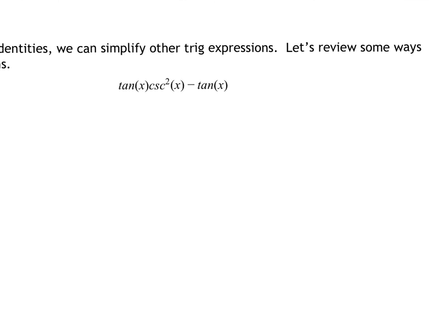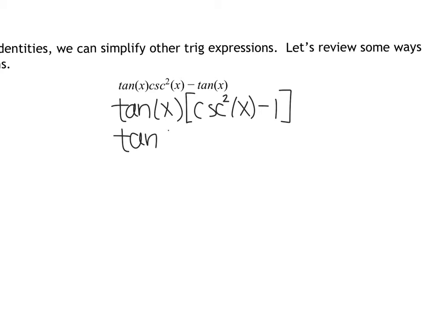Next, we want to look at tangent of x times cosecant squared of x minus tangent of x. Well, the first thing I can recognize is that both of our terms have a tangent of x in them. So we're going to factor out that tangent of x. We're left with cosecant squared of x minus 1 in parentheses. And if you look up above, under one of our Pythagorean identities, cosecant squared of x minus 1 is the same thing as cotangent squared. So this becomes tangent of x times cotangent squared of x.